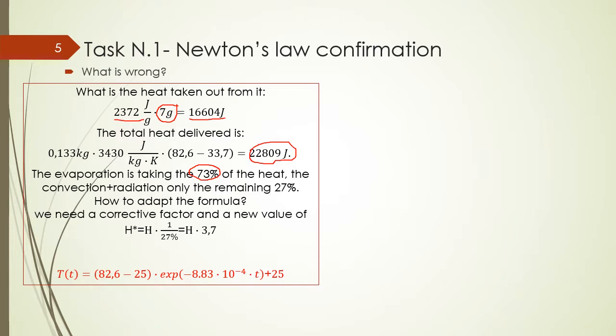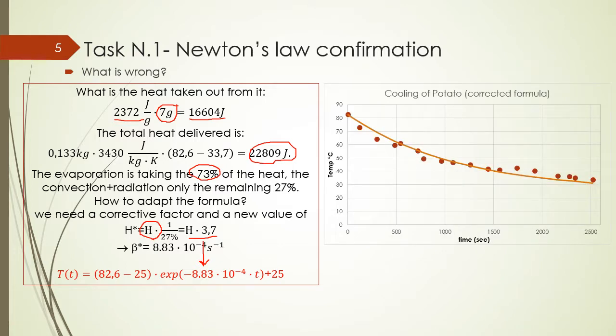And to match our formula, we have to correct our H factor, the heat transfer, by using this corrective factor 1 over 27%, because 27% is the difference between 100 and 73. So H times 3.7. With this change, the formula below becomes this one in red. So the B factor is bigger, and our experiment data are fitting the curve.